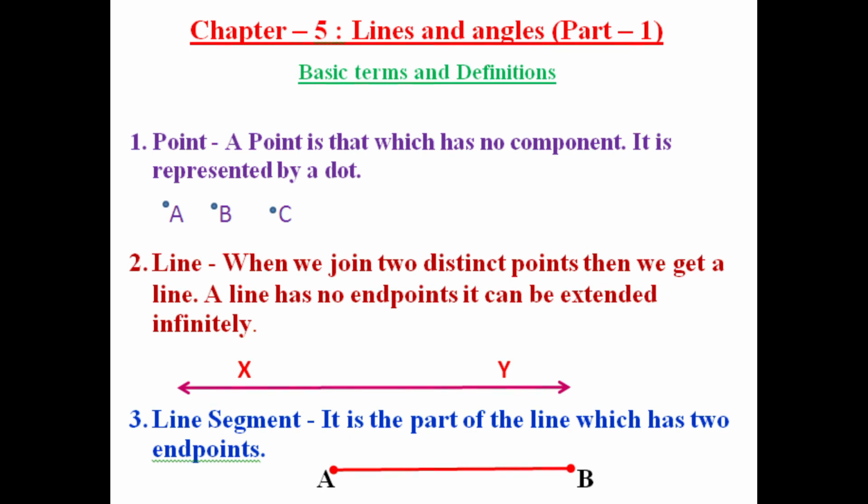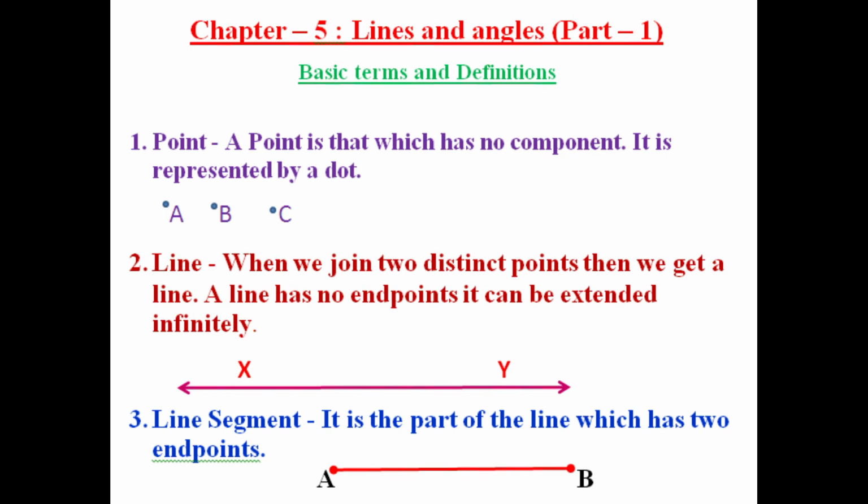Next you come to line. When we join two distinct points, then we get a line. A line has no endpoints. It can be extended infinitely. You see the diagram. So draw the line.